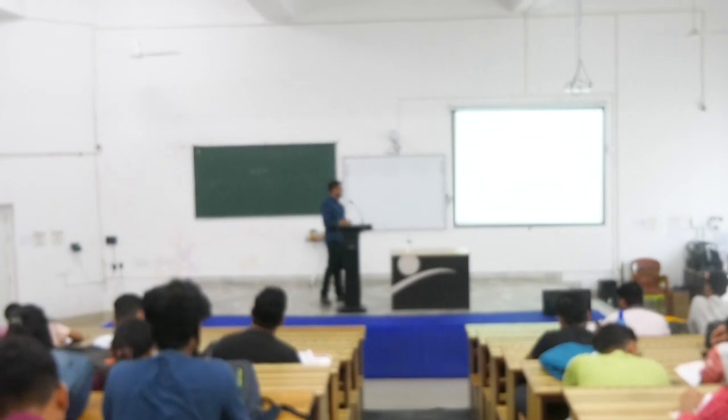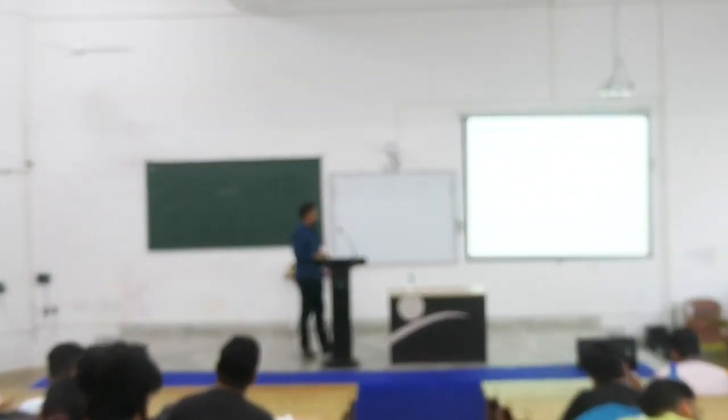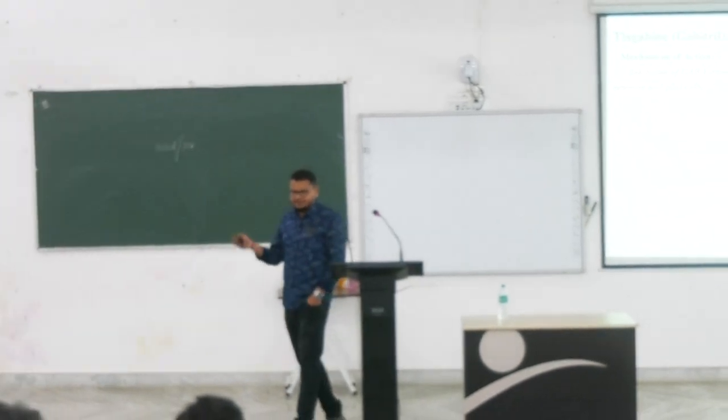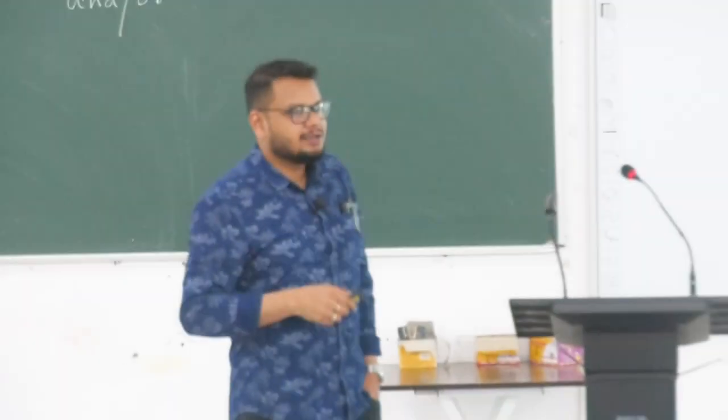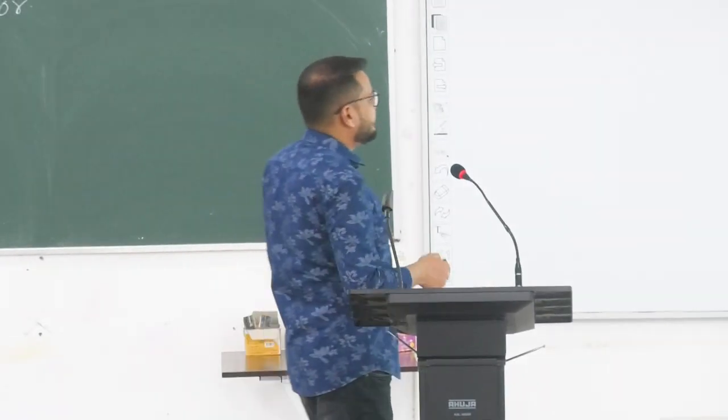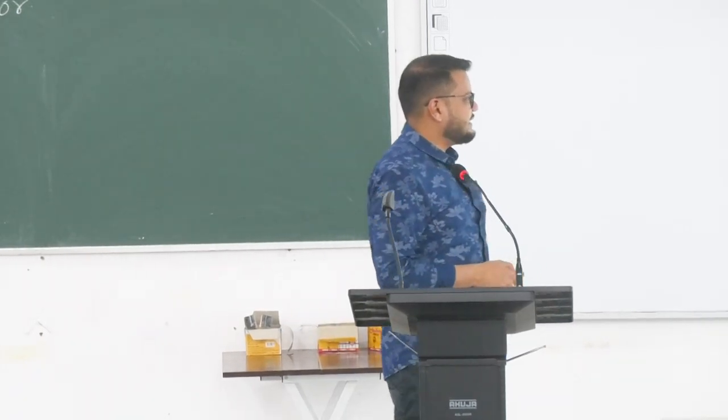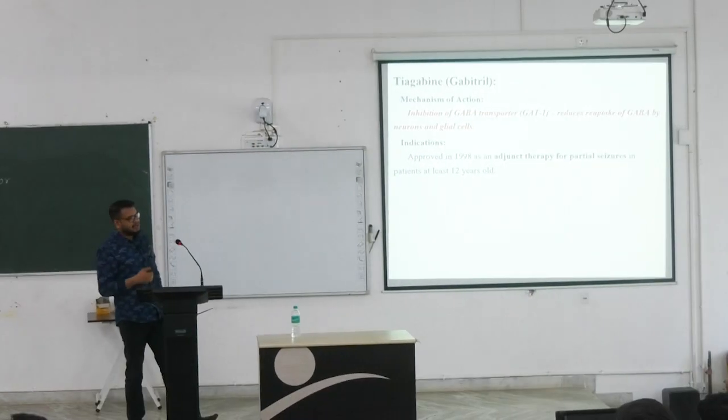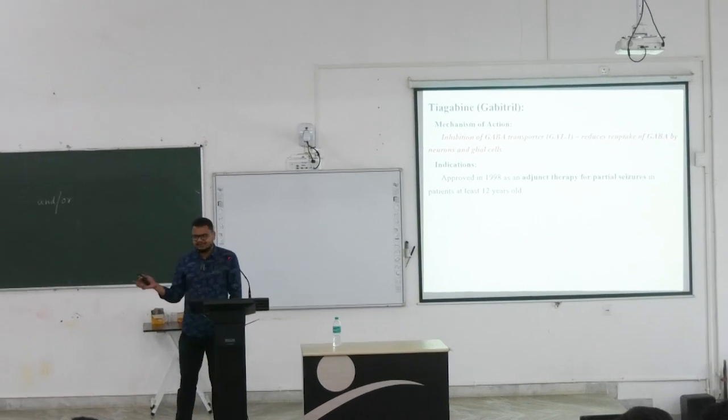So next drug, tiagabine. Inhibition of GABA transporter GAT1 reduces reuptake of GABA by neurons and glial cells. So there is increased GABA and GABA is inhibitory. So there is inhibition of the seizure. Indication: approved in 1998 as an adjunct therapy for partial seizure. Again, all these newer drugs are adjunct therapy.